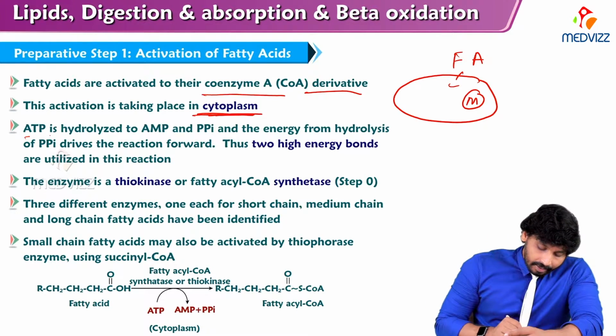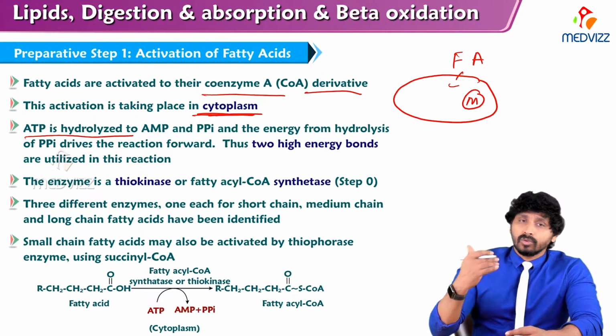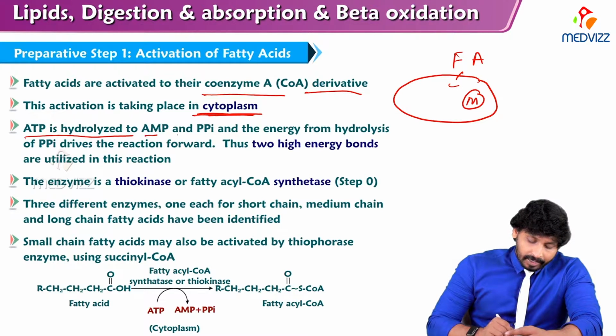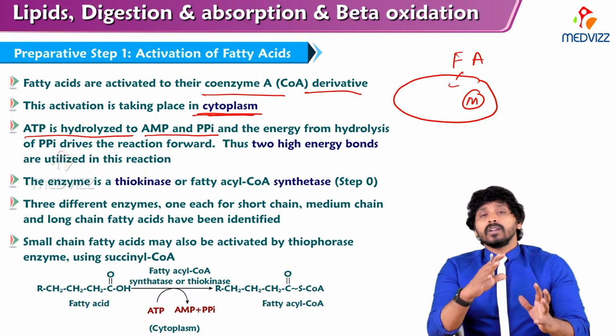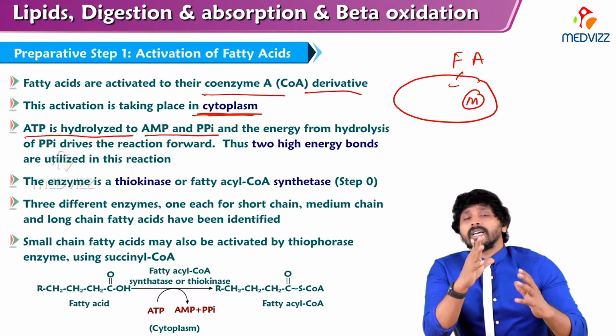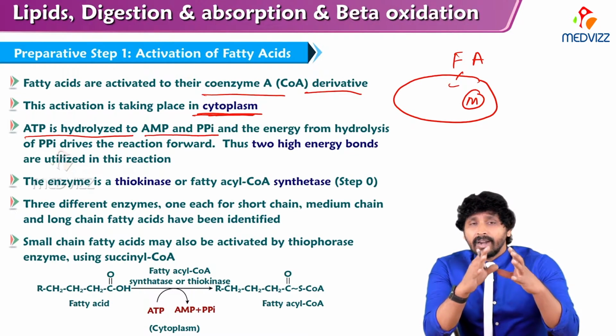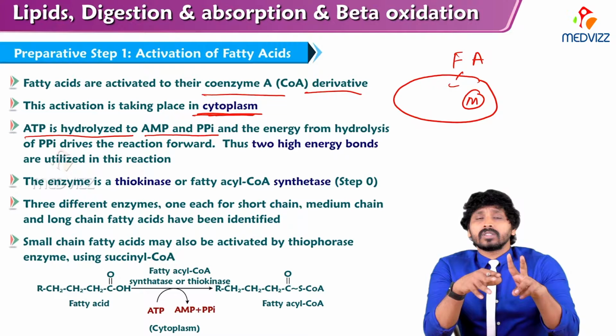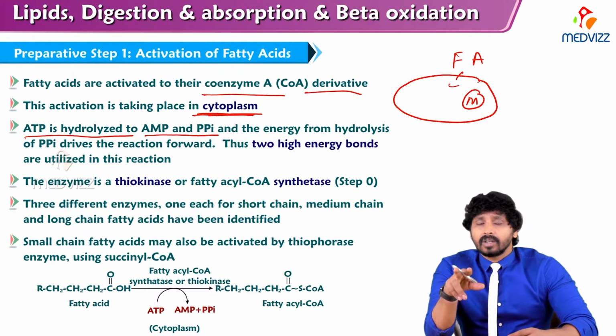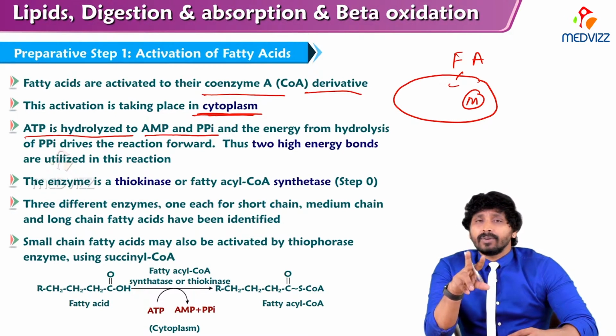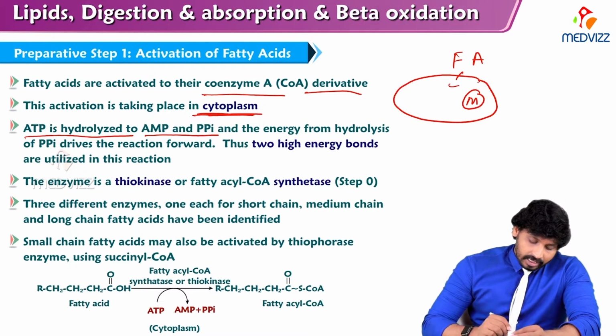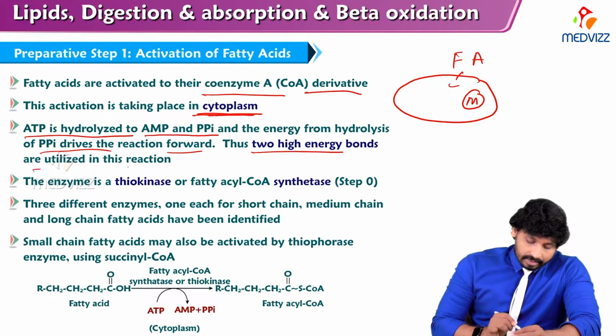ATP is required here for activation of fatty acid to fatty acyl-CoA. So it will be split into AMP and PPi. Here, though you are using one ATP, the energy that you are utilizing is by hydrolyzing two high energy bonds, two phosphate groups will be released. So it is equal to 2 ATPs. The energy from hydrolysis of PPi drives the reaction forward. Those two high energy bonds are utilized in the reaction.